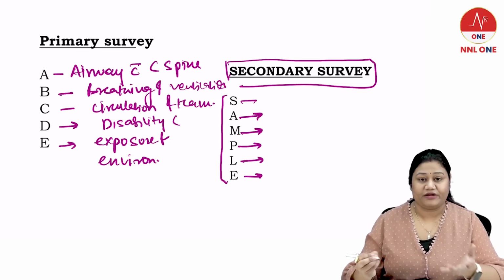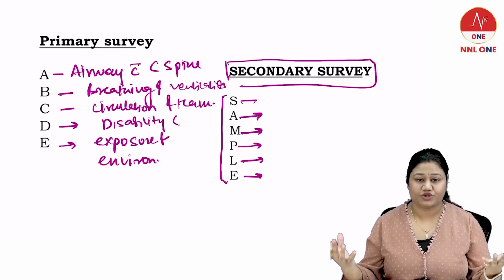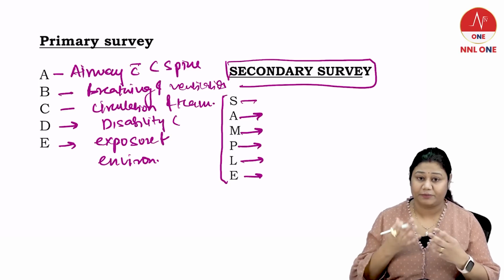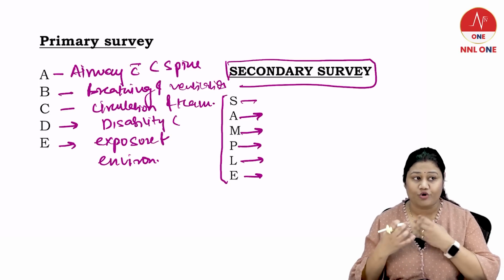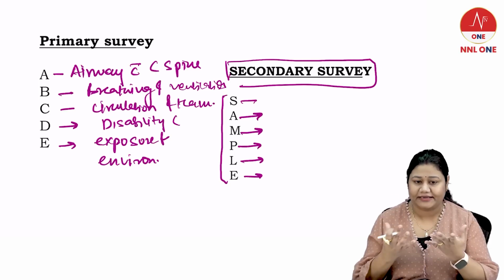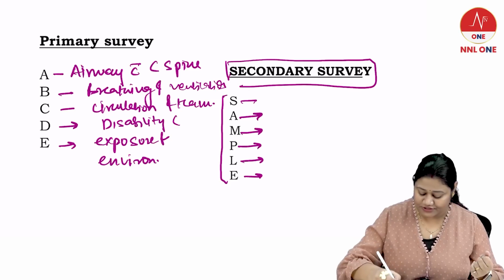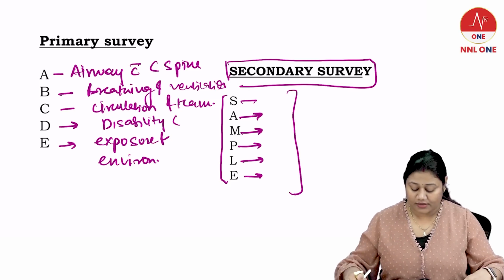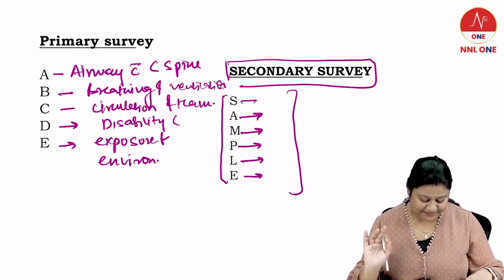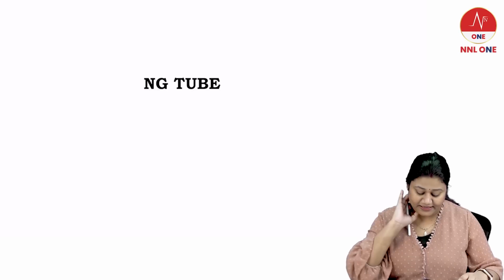Then E is the event. What was the event? What was the patient doing? Whether the patient was driving when the patient had this experience of breathlessness or sweating, what was that event? So this is all you have to ask under the secondary survey, right? So this is your primary and secondary survey.